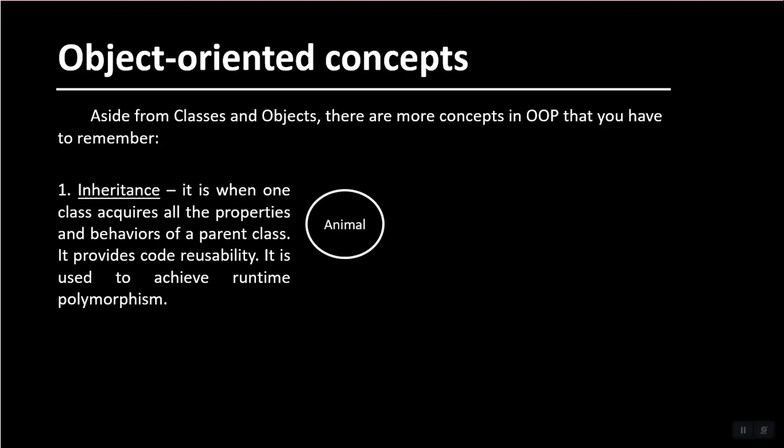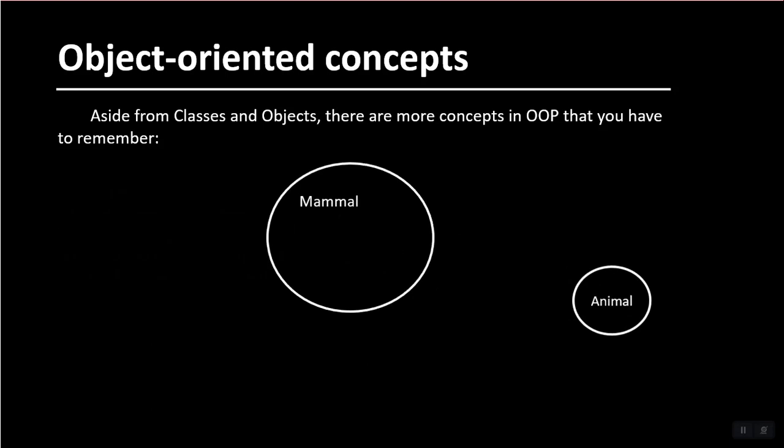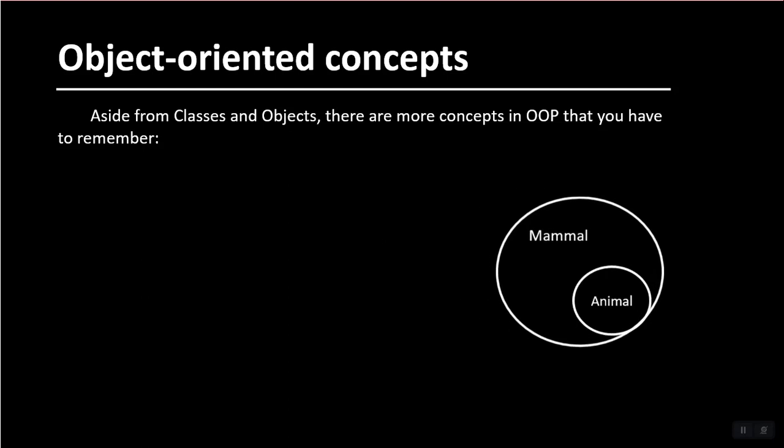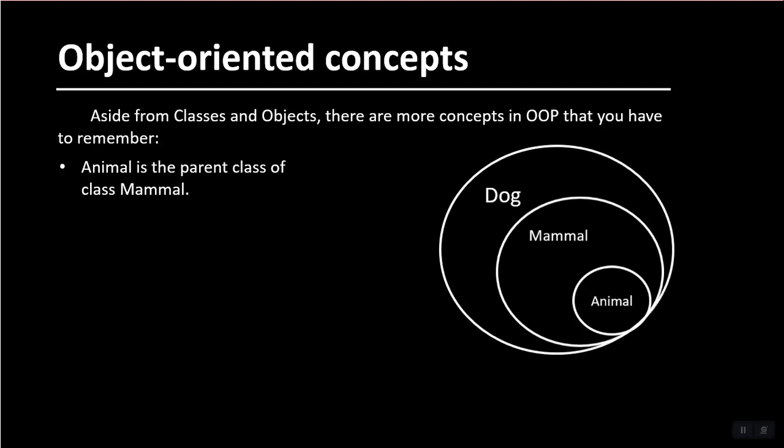Let's say we have an animal class. And then another one is the mammal class. So the mammal class inherits the animal. So meaning to say, animal now is the parent class of mammal. And then we created another class, dog, which inherits the properties and behavior of mammal. So meaning to say, mammal is the parent class of dog class. And then dog class has an object, or let's say set of objects, corgi, pug, and husky.